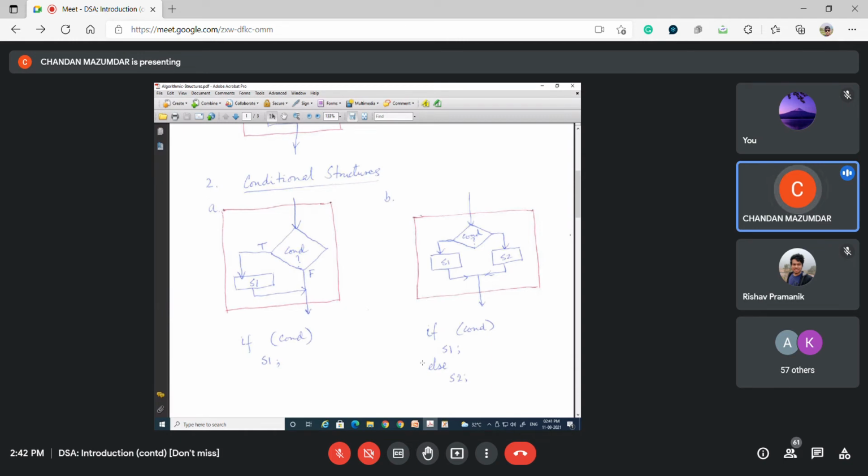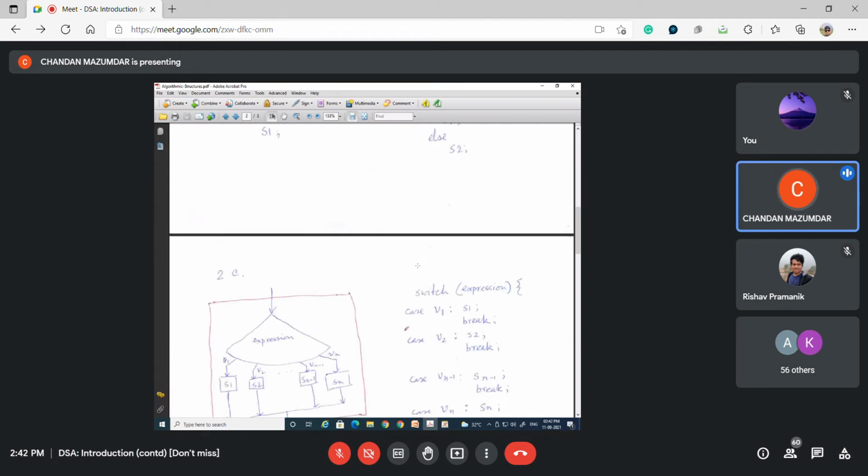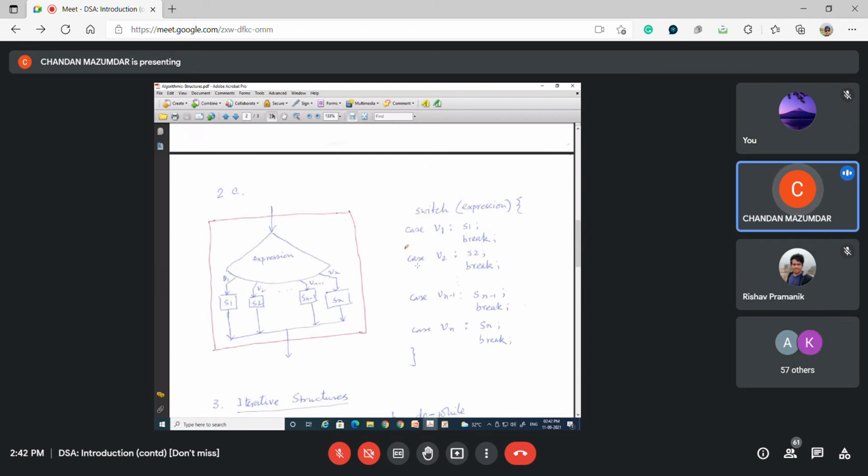And there is a problem if you have nested conditional statements, or nested if-else along with if statements. There is a problem of associating which else corresponds to which if, and there is a method for that. I think you know all these things. So this is the conditional structure, if and if-else, and we also have a switch conditional structure.